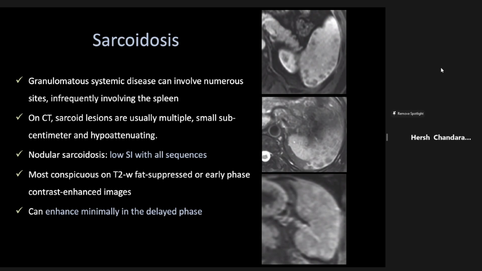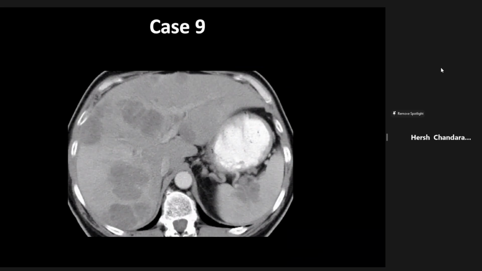And of course, you have the supportive evidence of other systemic evidence of sarcoidosis: lab, clinical, and also imaging features of sarcoidosis in other locations. What about this? You see here multiple hypoattenuating lesions. You see just one of them in the spleen, but you see multiple in the liver. This is metastatic disease, okay?